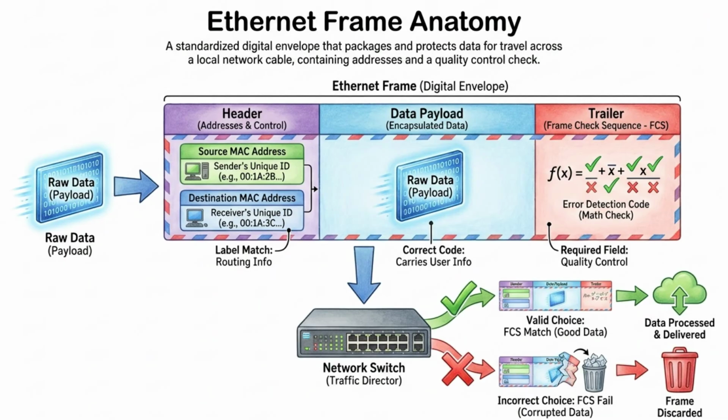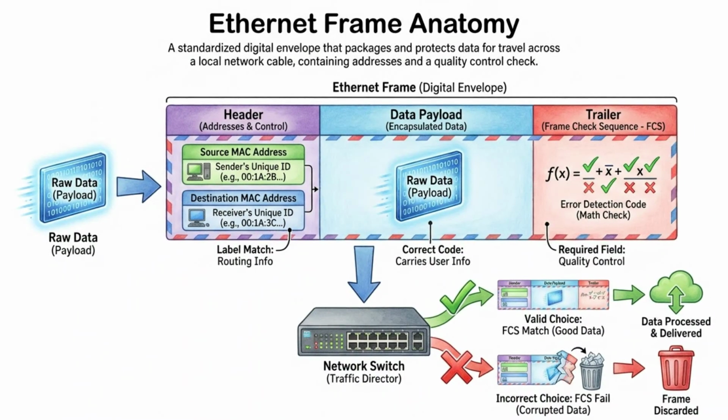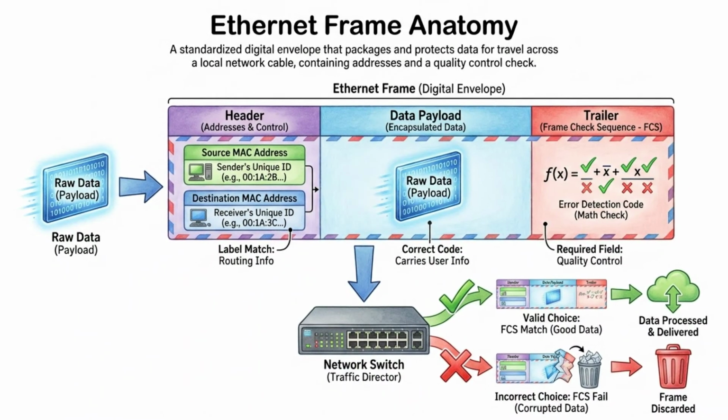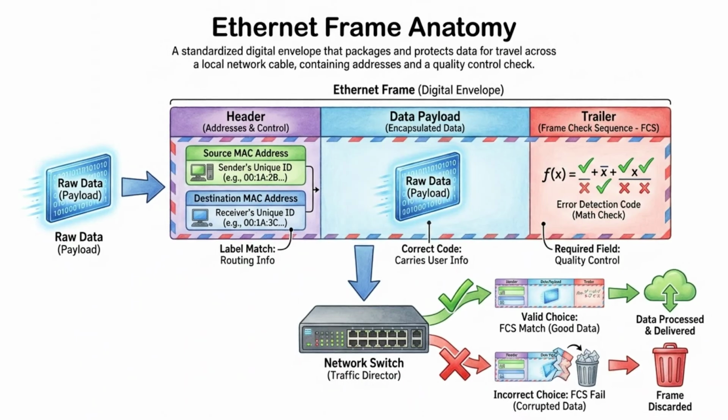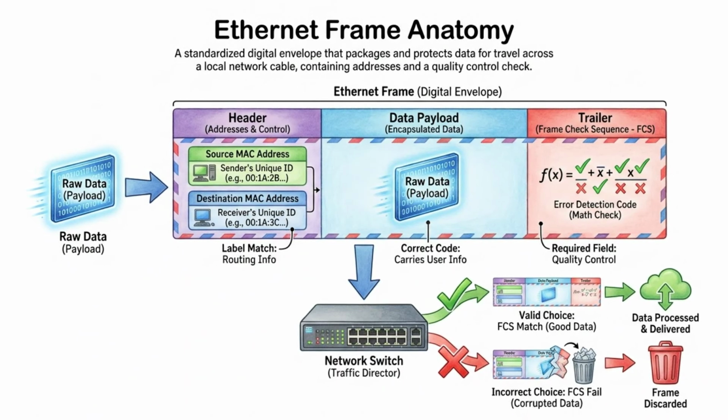If a switch receives an Ethernet frame and the mathematical check fails, it simply throws the damaged frame in the trash to protect the network from processing bad data. Understanding the basic structure of an Ethernet frame helps you visualize exactly what switches are looking at when they process millions of messages per second.